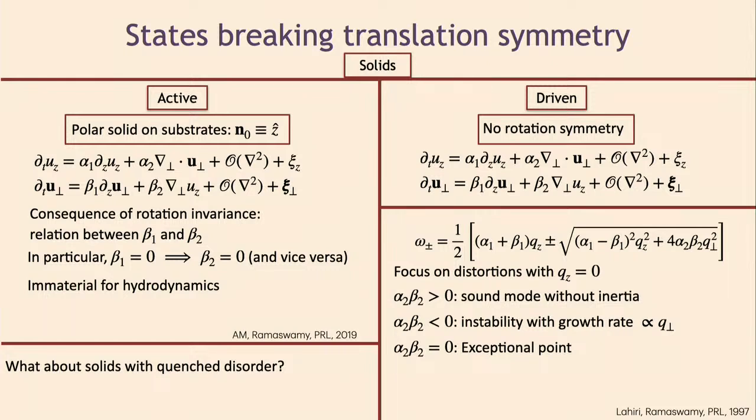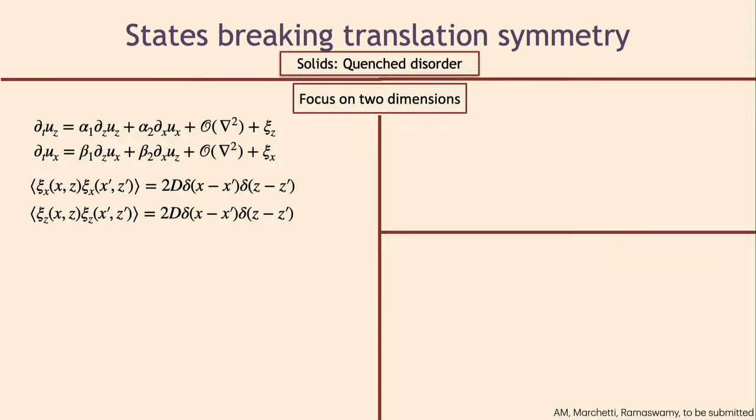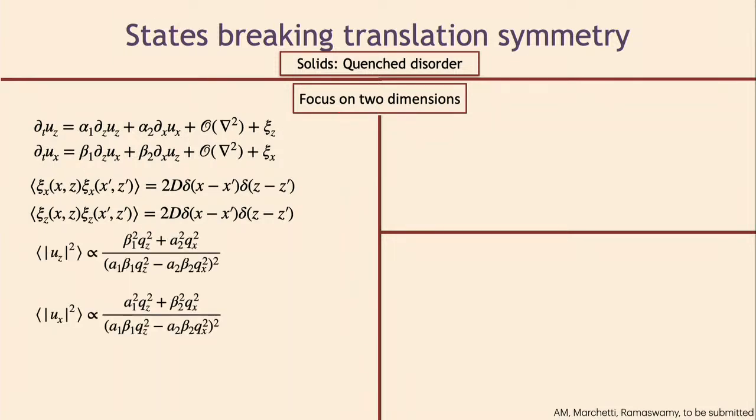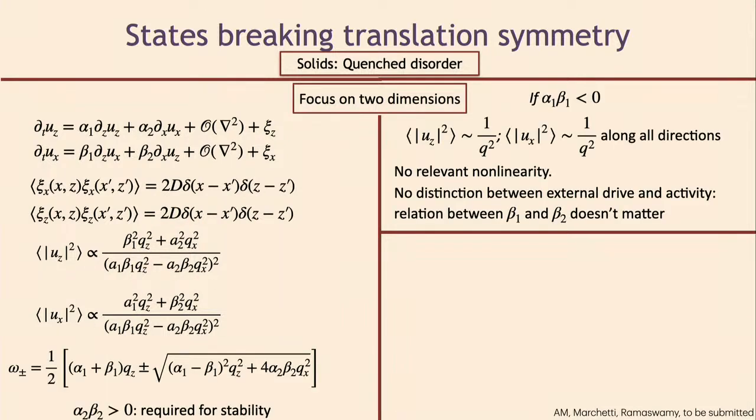Okay, but again, what happens with quench disorder? I can't do that rescaling if I have quench disorder. Well, again, let me go to 2 dimensions, because 2 dimensions is the case that's interesting. So you have this set of equations, and you can immediately calculate the static structure factor. And you notice something. You notice that you need alpha 2 beta 2 to be greater than 0. You need this condition for stability. And then you notice that as long as alpha 1 and beta 1 is negative, this coefficient, this denominator, cannot vanish for any value. Right?